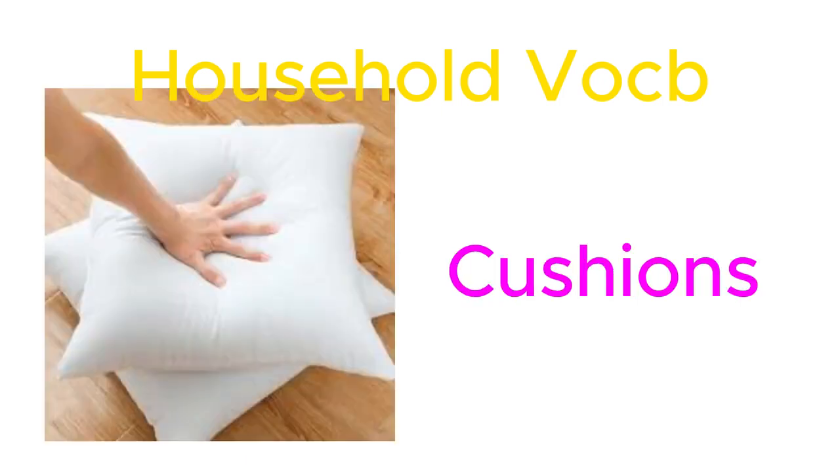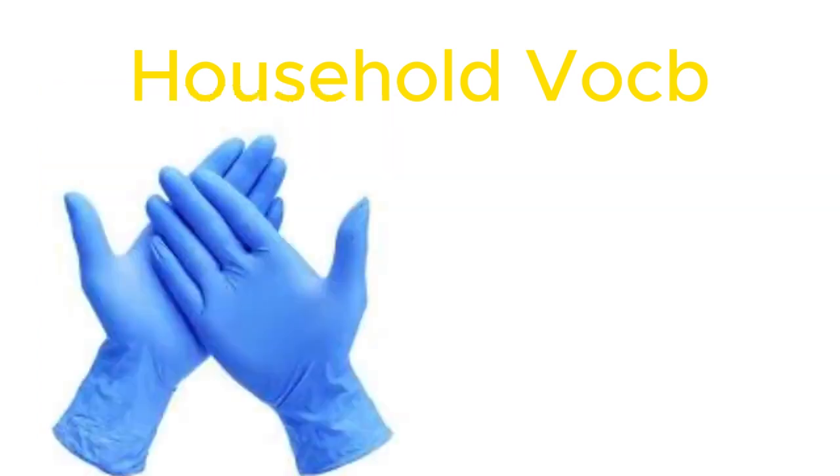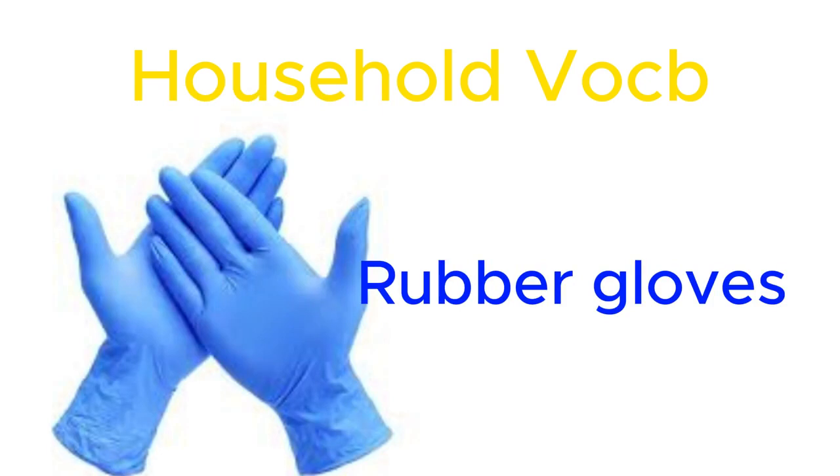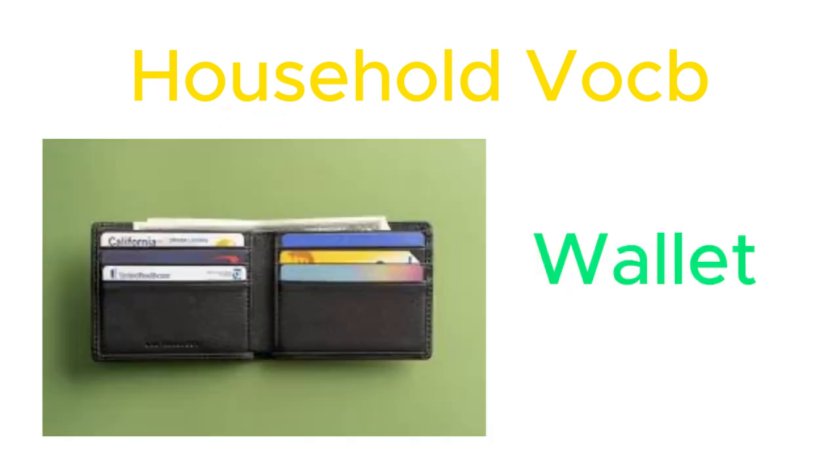Bucket. This is called cushions. Cushions. This is known as rubber gloves. Rubber gloves. This is called wallet.